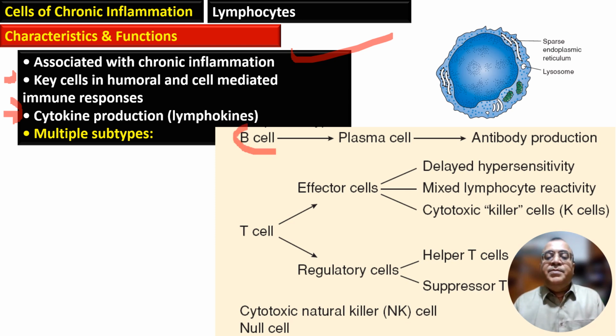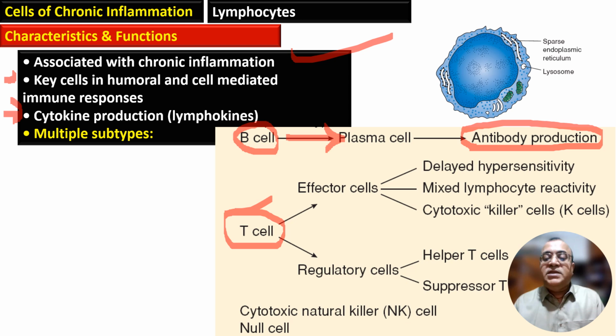They are B cells, and these B cells are converted into plasma cells whenever there is activation, and these are responsible for the production of antibodies. Then T cells can be divided into two major subsets. These T cells are processed in the thymus, while the B cells are considered to be processed in bone marrow. Then the T cells are effector cells and regulatory cells.